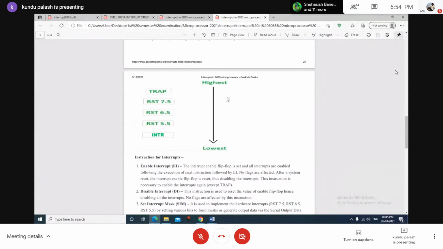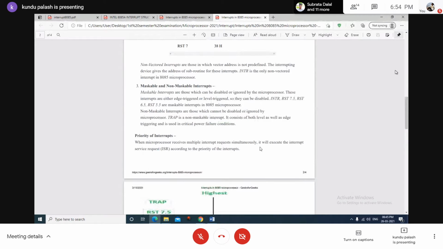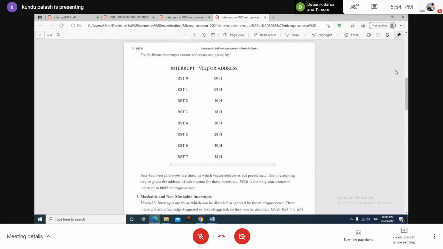In fact, every microprocessor has a highest priority interrupt. In the case of multiple vector interrupts, there is a priority. Priority in the interrupt system means that when multiple interrupt requests occur, which interrupt will be serviced first and which next. That is decided by the priority of the signal. But for the software interrupt, there is no priority, because only one software instruction code will be processed at a time.